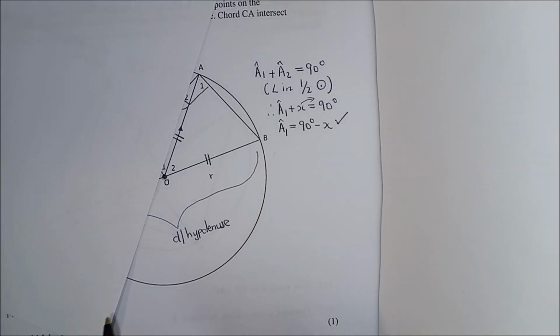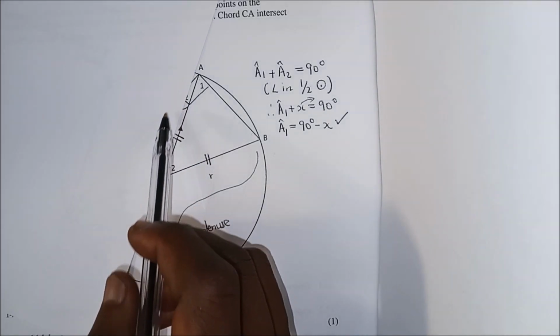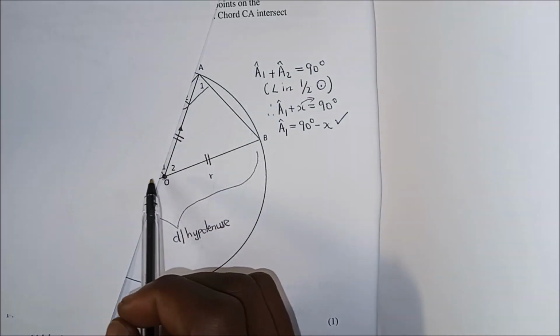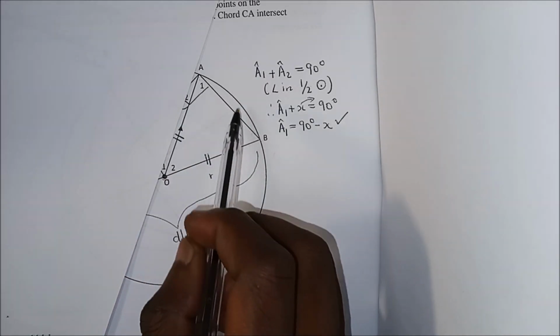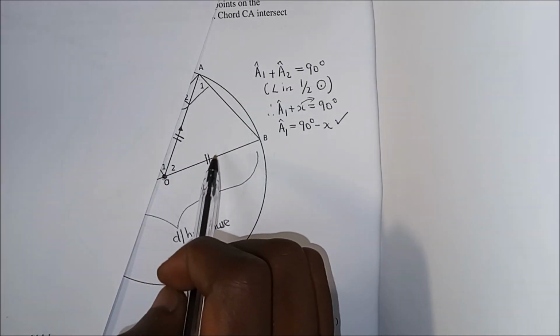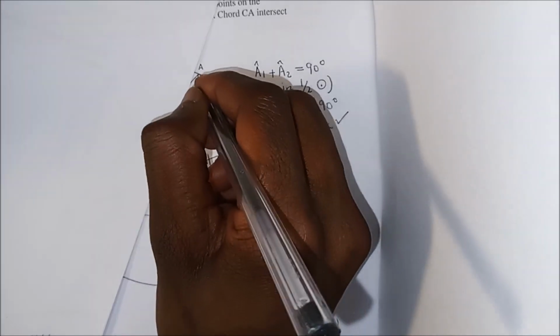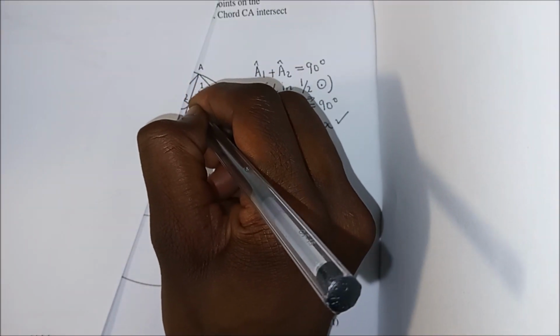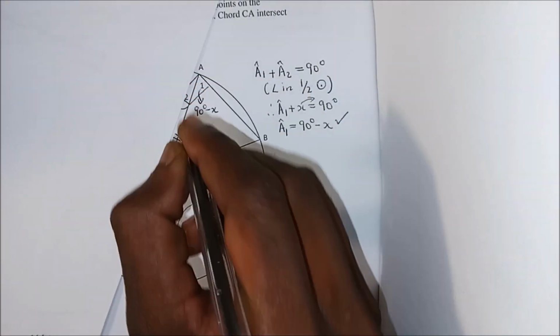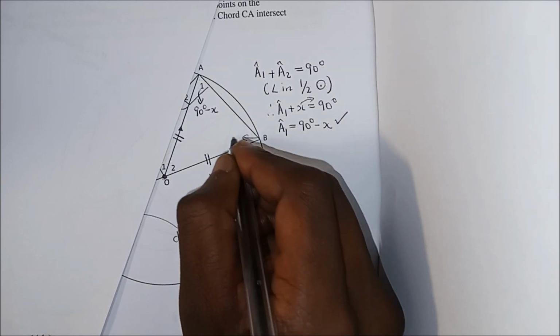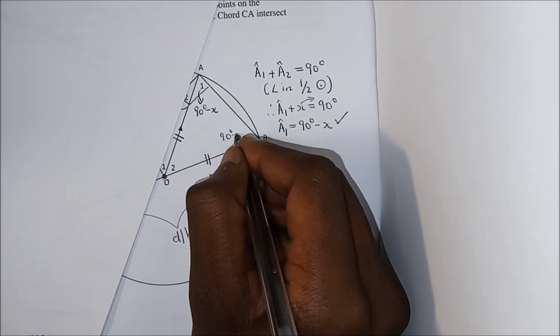Let's look at this triangle. Can you see this triangle? What type of triangle is it? It's an isosceles triangle. If it is an isosceles triangle, this one here will be 90 degrees minus x, and then what will be B there? It will also be 90 degrees minus x.